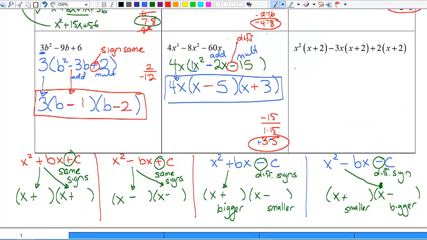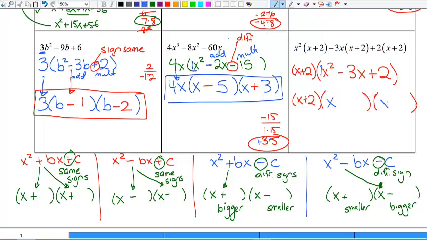On this next one, I have a GCF of x plus 2. And now I have a leading coefficient of 1, which tells me it's an easy trinomial. The x plus 2 GCF is going to stay the same. Because I have a leading coefficient of 1 in front of the x, I know my other factors are just going to have an x and an x in front. I'm looking for two numbers that multiply to positive 2 and add to negative 3. So let's see, the only two factors that multiply to 2 are 1 and 2.